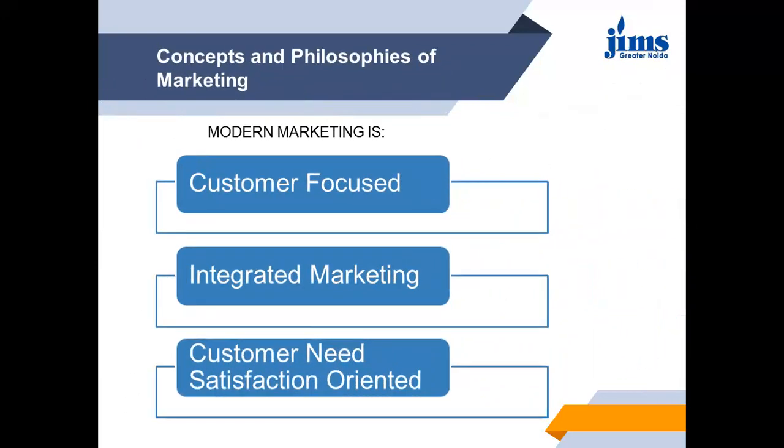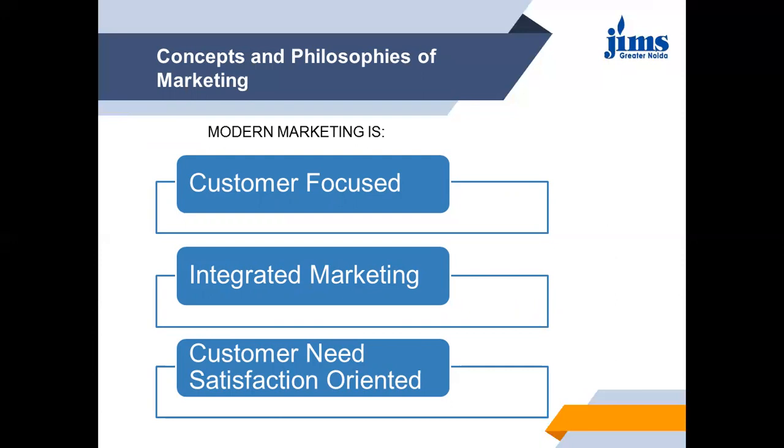If you just see this diagram, there are three focal points or three pillars of modern marketing. If anyone has to just give a gist, they can refer to these three points. One is modern marketing is customer focused. Second is it is integrated marketing. And third is customer needs satisfaction oriented. That means modern marketing starts with customer needs, identification of what they need, what they want, then creating some utility for them, a product or a service.